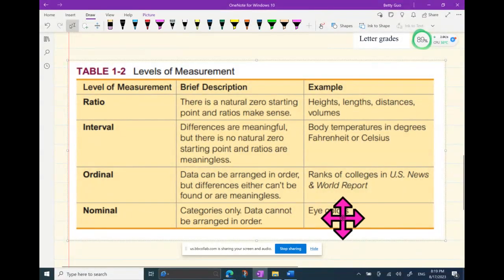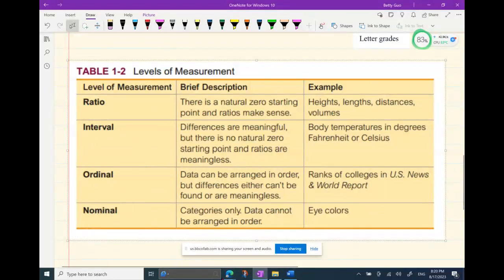Eye color. Every time they fill out some information, are you white? Are you Asian? I think those could be nominal. Those definitely are nominal, right? You cannot arrange them in order. Otherwise, it's racist.